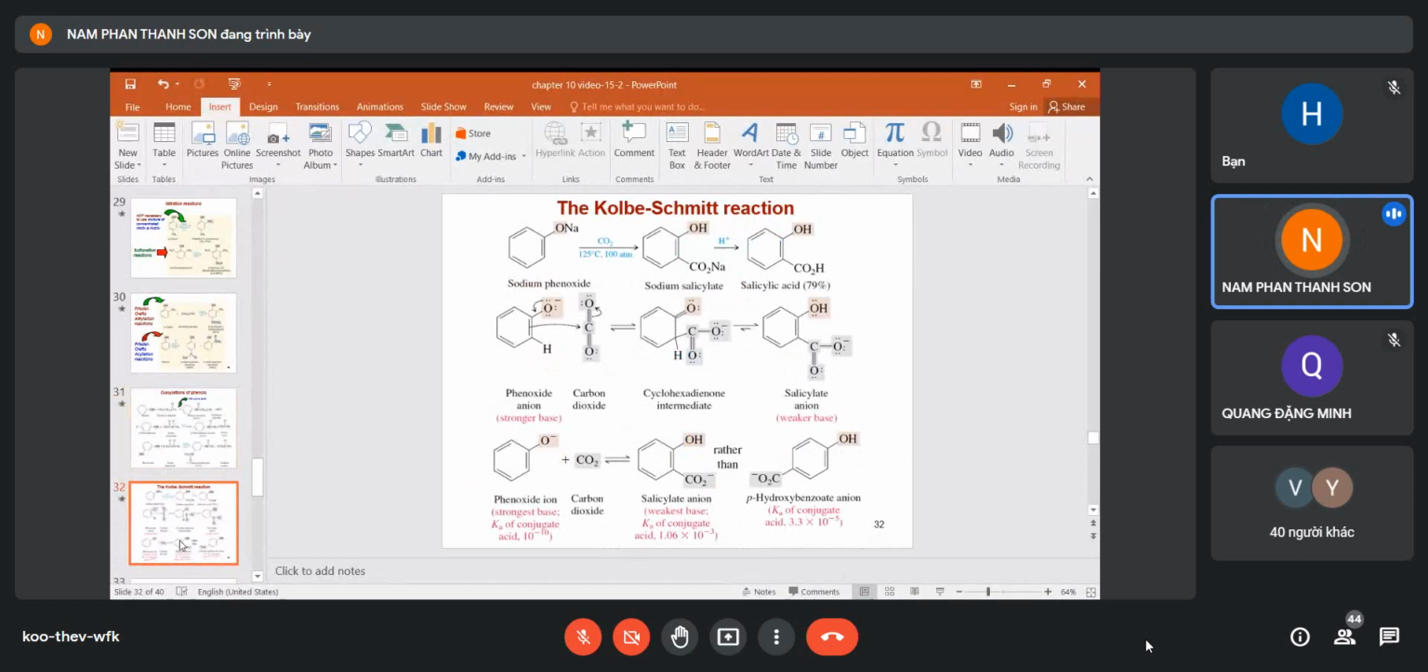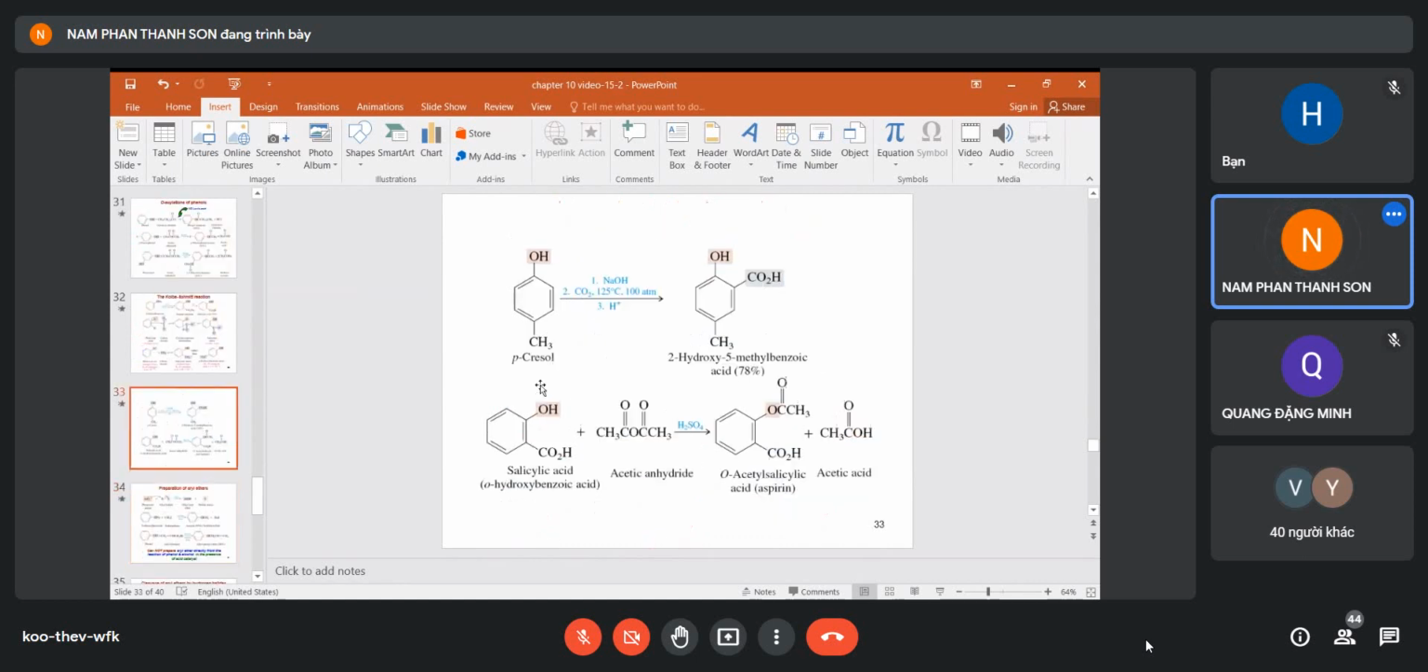Okay, and the final reaction of today, of this chapter, is the Kolbe-Schmitt reaction. That is the reaction between phenol and CO2. Look at the CO2 structure. In CO2, the carbon is a little bit positive because the oxygen is electron withdrawing, and the ring is negative. So we have an electrophilic aromatic substitution reaction on the benzene ring, and then we have salicylic acid.